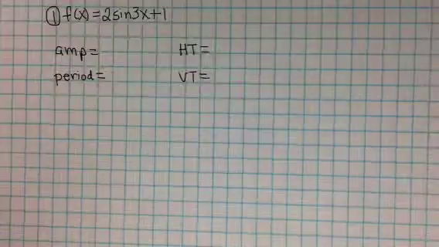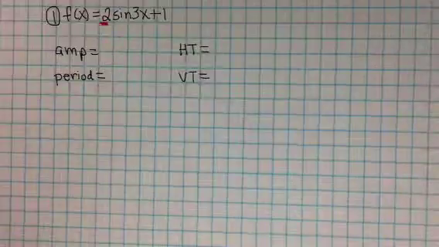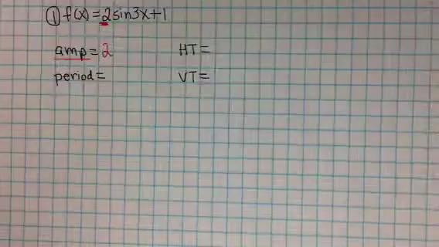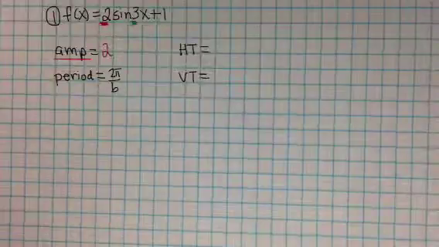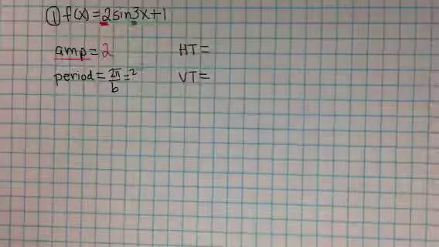Okay, so starting with the amplitude. The amplitude is found right here. So the amplitude for this problem is 2. Next is the period. Now the period is 2 pi over b, and b is the number here, the coefficient of x. So this one's going to be 2 pi over 3.